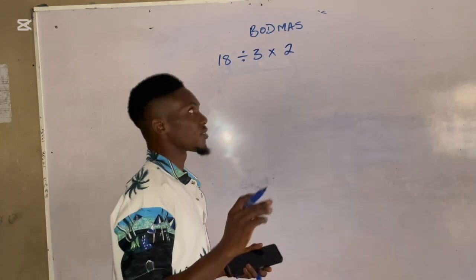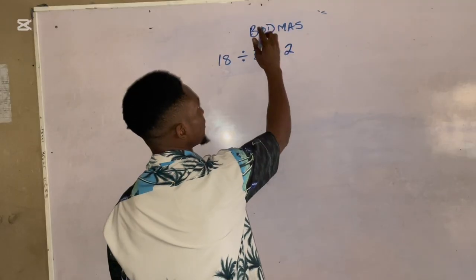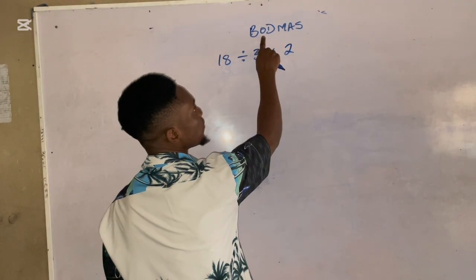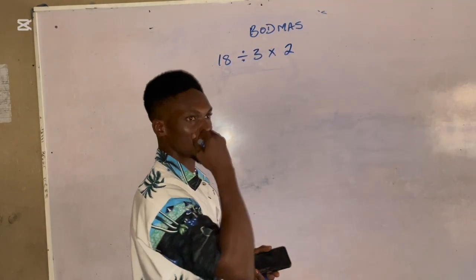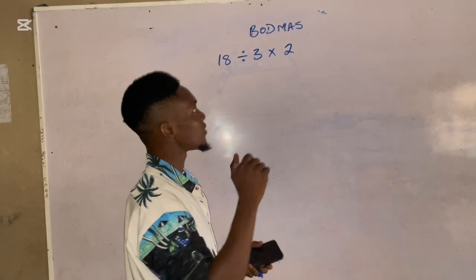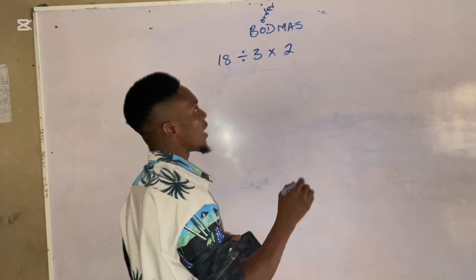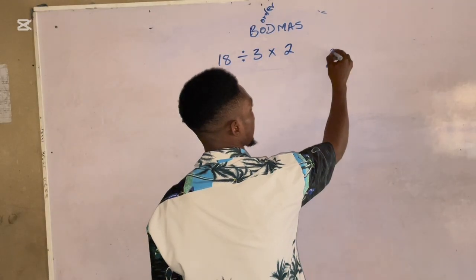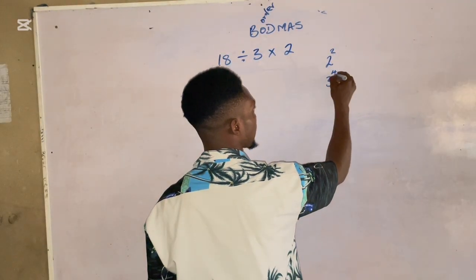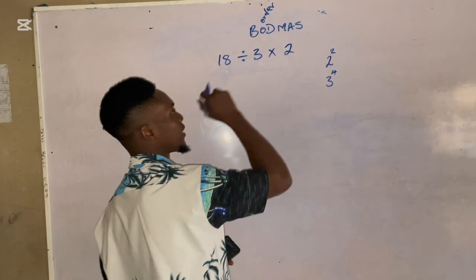BODMAS. So anything we are solving must follow this rule. B is brackets, O is order and not off. Some people misplace O as off instead of order. This O is order. Order means when you have powers like 2 raised to power 2 or 3 raised to power 4, just anything power, that is your order.